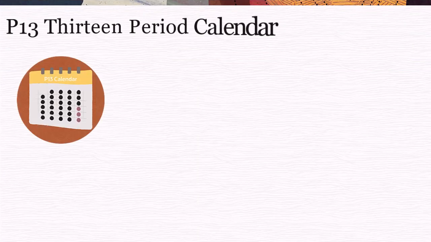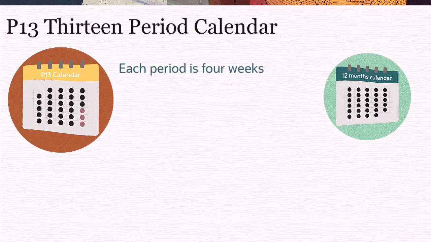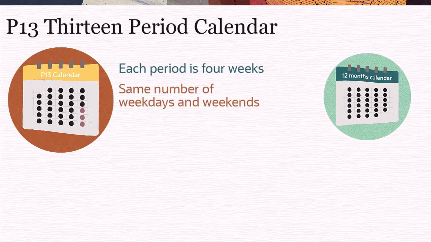A 13-period calendar, also called a P13 calendar, uses 13 planning periods instead of 12 months. Each period is 4 weeks long, except in years when one selected period includes a fifth week. A P13 calendar helps you compare performance across years because each period contains the same number of weekdays and weekends.